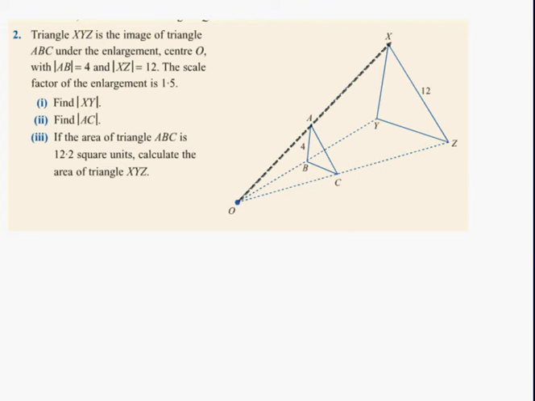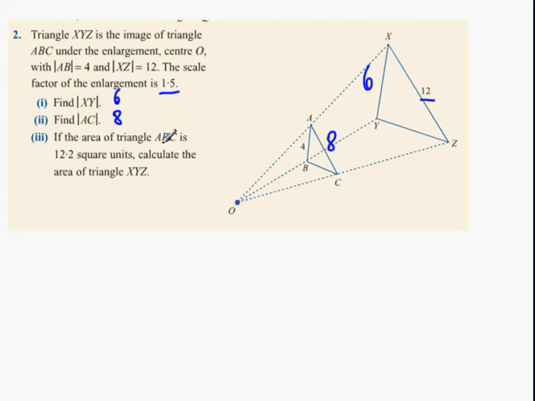Now, first thing it says is find XY. Well, what we can say here is it says enlargement of 1.5. Multiply 4 by 1.5 and we get 6. Divide 12 by 1.5. I think it's 8. So that one's going to be 8. Are we happy with that? AC is 8, XY is 6.